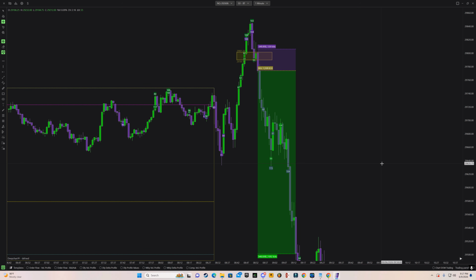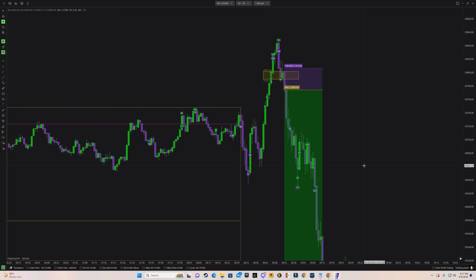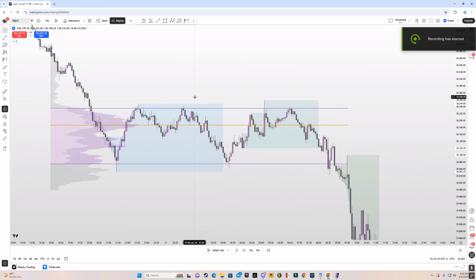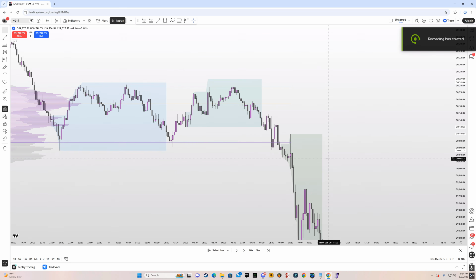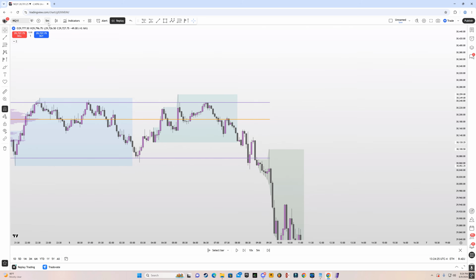Anyways, let's move on to some examples. I'm going to also show you a breakout example and then we'll end the video. All right, so here is example number 2. I have my volume profile drawn out from 18 till 9:30 and this is a breakout trade. Okay, so let's drop down to the 1 minute time frame just to see what's going on.